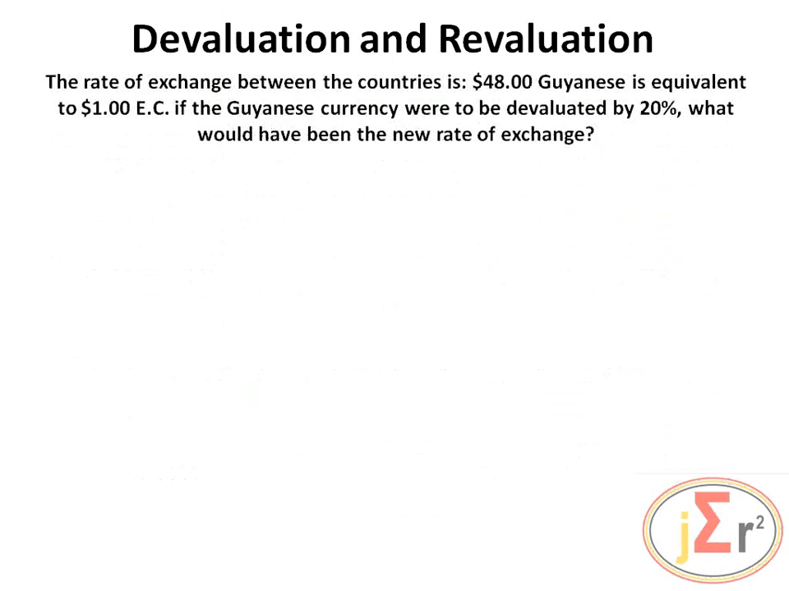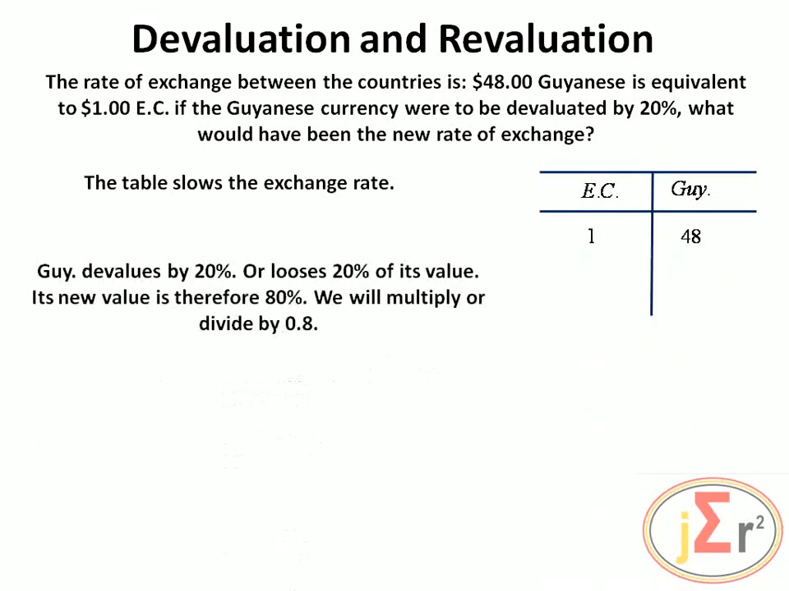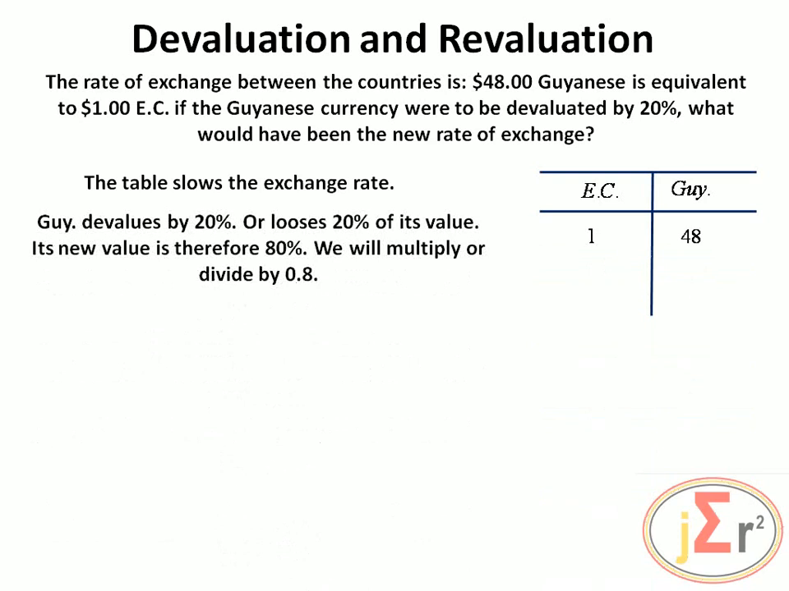The rate of exchange between the countries is 48 Guyanese is equivalent to US $1. If the Guyanese currency were to be devaluated by 20%, what would have been the new rate of exchange? So the table shows the exchange rate. What do we say now? Guyanese devaluates by 20% or loses 20% of its value. The new value is therefore 80%.